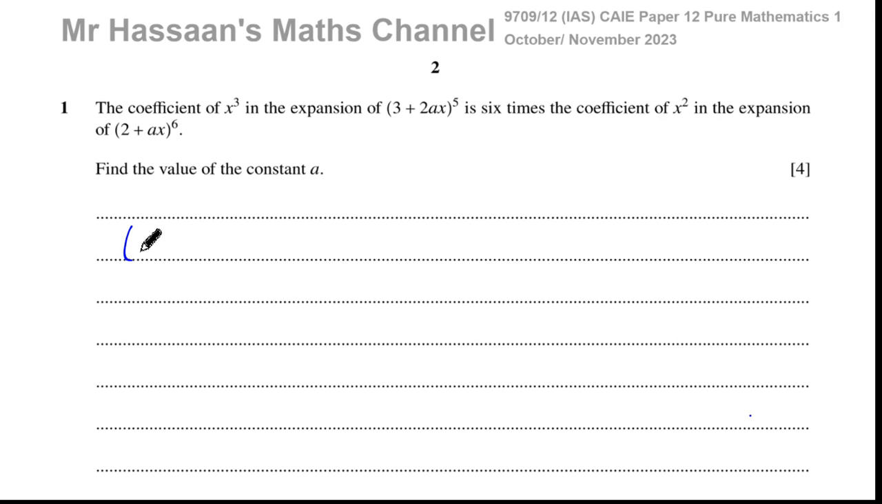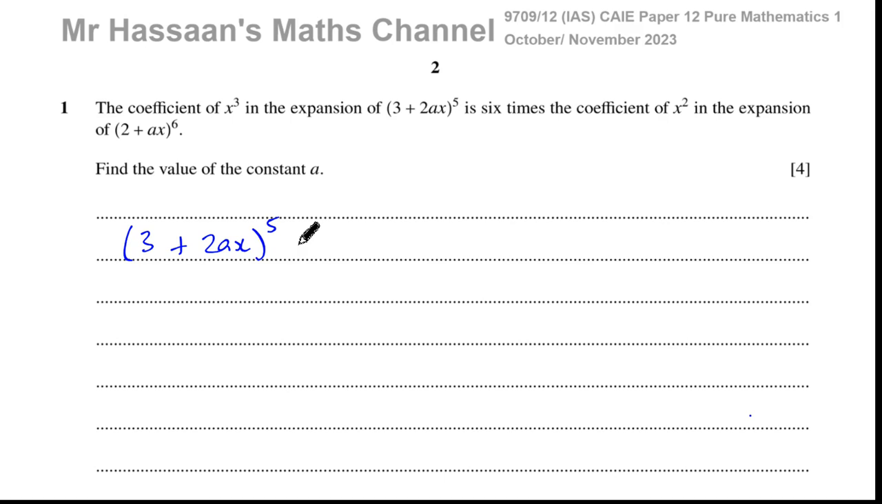So if we take, for example, (3 + 2ax)^5, this is called a binomial because it's made up of two terms, and we need to expand this. We could go about this by actually multiplying (3 + 2ax) times (3 + 2ax) times (3 + 2ax) and so on. Now that's going to be very cumbersome and tiresome.